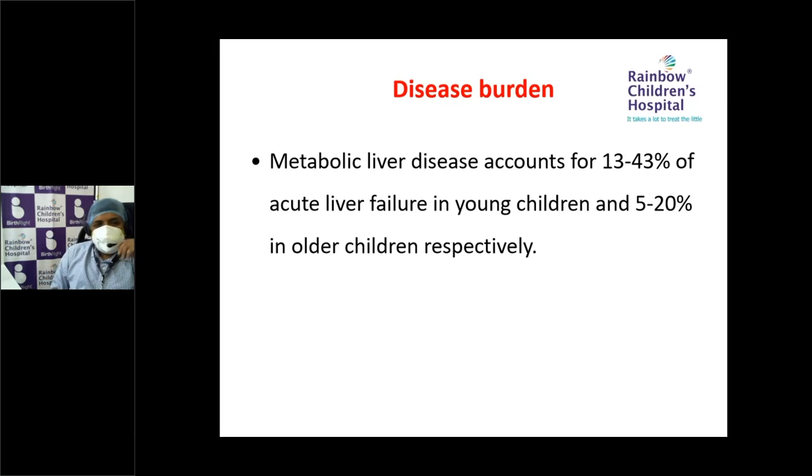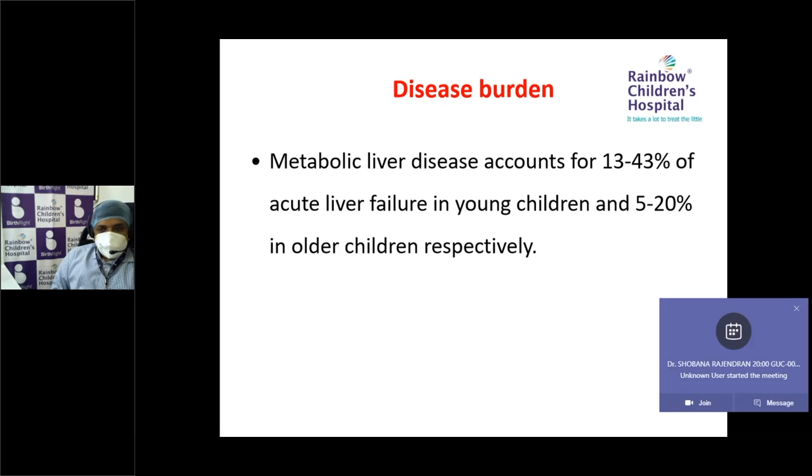And what is the disease burden? Why should we know about metabolic liver disease? Metabolic liver disease accounts for about 13 to 43% of acute liver failure in young children. So the predominant presentation in younger ones will be acute liver failure, and 5 to 20% of this presents either in the form of a chronic liver disease or cirrhosis with or without portal hypertension, or it can even present as liver cell failure in older children respectively.